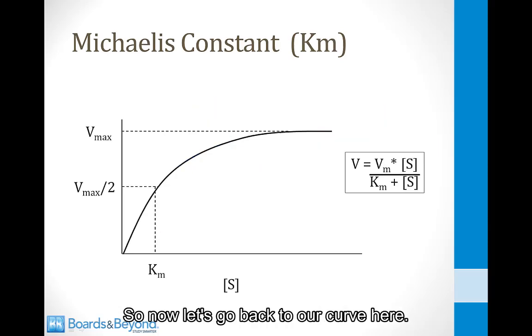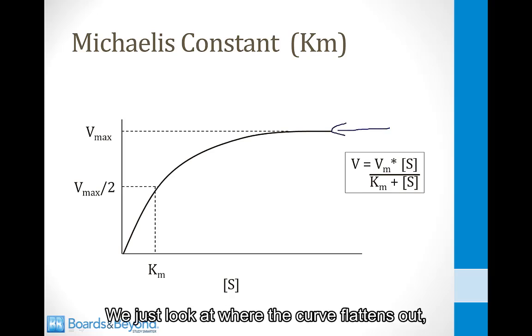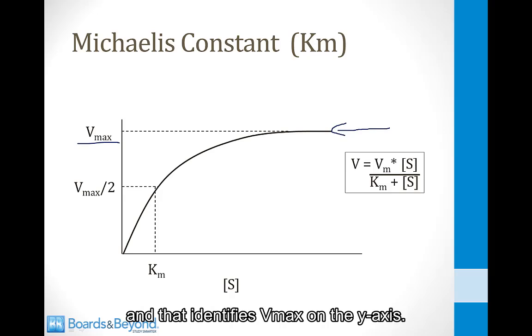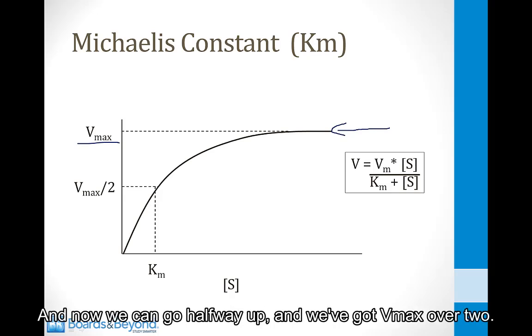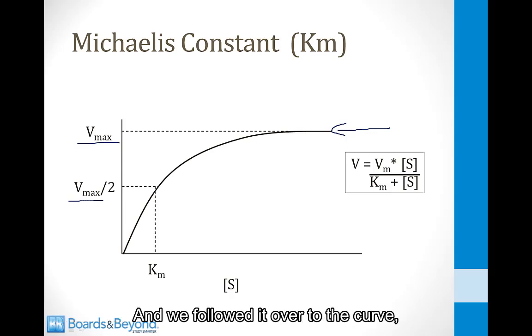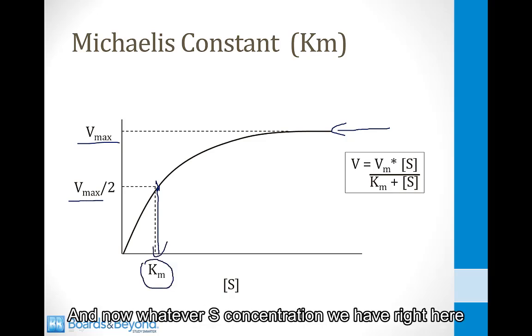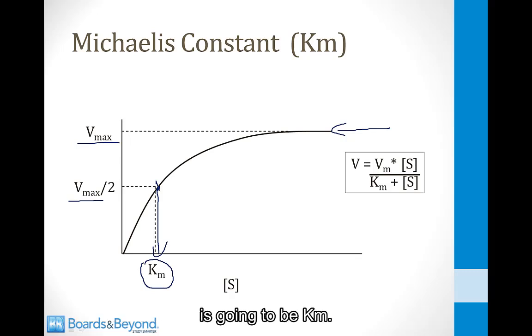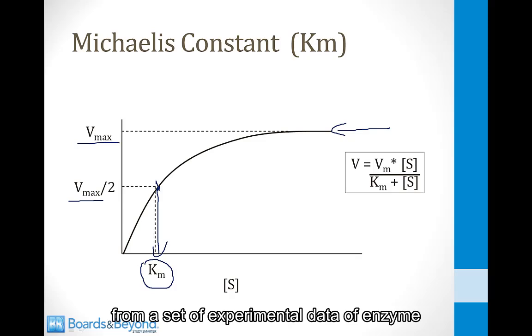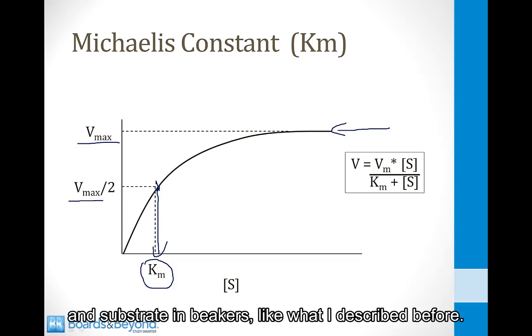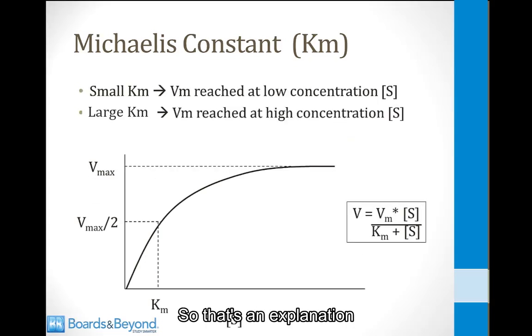So now let's go back to our curve here. We said that it's very easy to find Vmax. We just look at where the curve flattens out, and that identifies Vmax on the y-axis. And now we can go halfway up, and we've got Vmax over 2. We follow that over to the curve, and that's going to be a point right here. And we follow that down to the x-axis, and whatever S concentration we have right here is going to be Km. And this is how you identify Km from a set of experimental data of enzyme and substrate in beakers like what I described before. So that's an explanation of how to find the Michaelis constant from a set of experimental data.